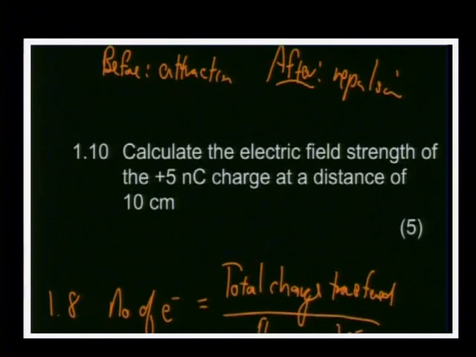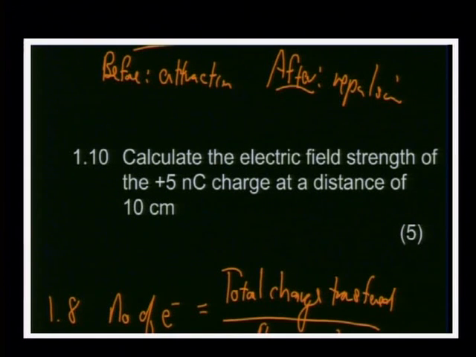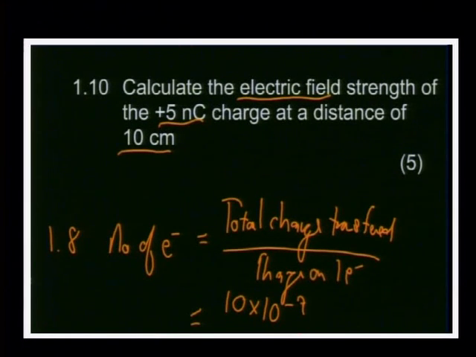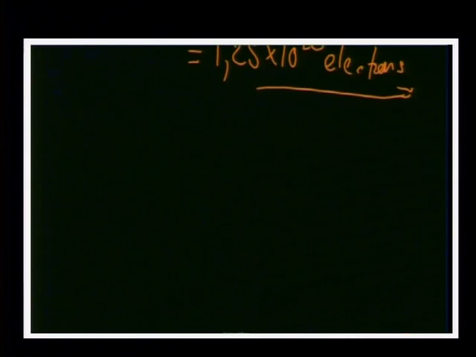Okay, last part of this question, calculate the electric field strength of the +5 nanocoulomb charge at a distance of 10 centimeters. Now, notice here there's no test charge. The 5 nanocoulomb is the mother charge. So when we're dealing with the mother, we must use the equation that doesn't involve the test charge or the force. It's going to be kq, the mother one, divided by r squared.